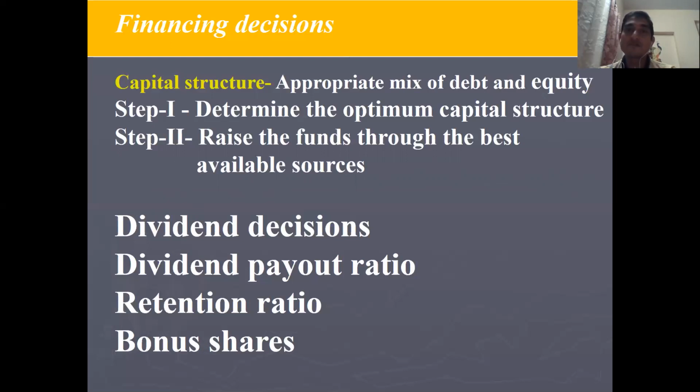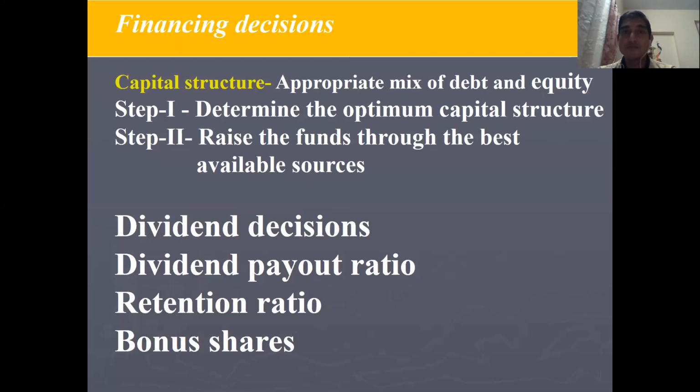Now optimum capital structure means what? When you have an appropriate mix of equity and debt, in that case, the profitability of the shareholder is maximized. And when it is maximized, it will be reflected in the share price of the firm. So when the share price of the firm increases or maximizes with a particular mix of debt and equity, that is called the optimum capital structure.